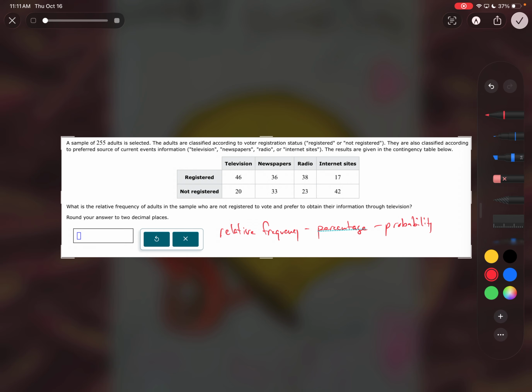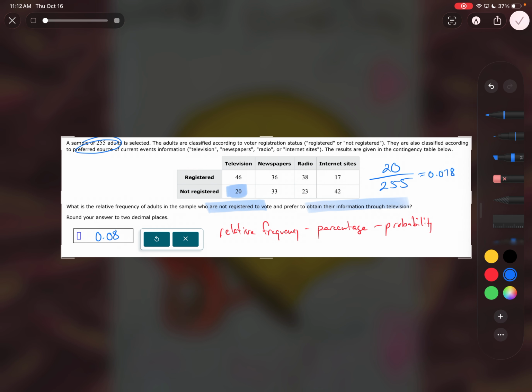So what is the relative frequency of the adults sampled who are not registered to vote and prefer to obtain their information through TV? So TV and not registered would be this one right here, right? So you have 20 is the number we are looking at. And then you go back and look up here. It's a sample of 255, so you don't have to add up all those by hand. It usually tells you what the total amount is. So 20 divided by 255 is 0.0784. So it's just 0.08, I guess, if I only got to round to 2.